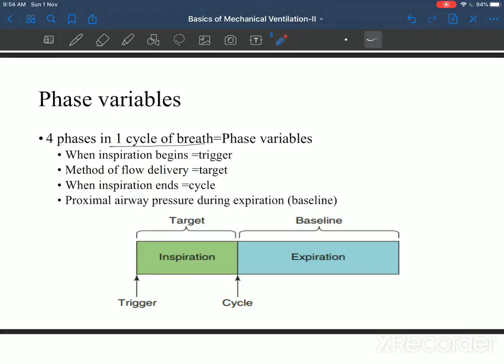Then the patient cannot go on inspiring, isn't it? So the inspiration has to stop at some point in time, and that method of stopping is determined by cycle. So cycle determines when inspiration ends, and after inspiration ends there is exhalation time or expiration time, and the proximal airway pressure is maintained at some x value during this expiration. That is called the baseline variable, or PEEP, positive end expiratory pressure.